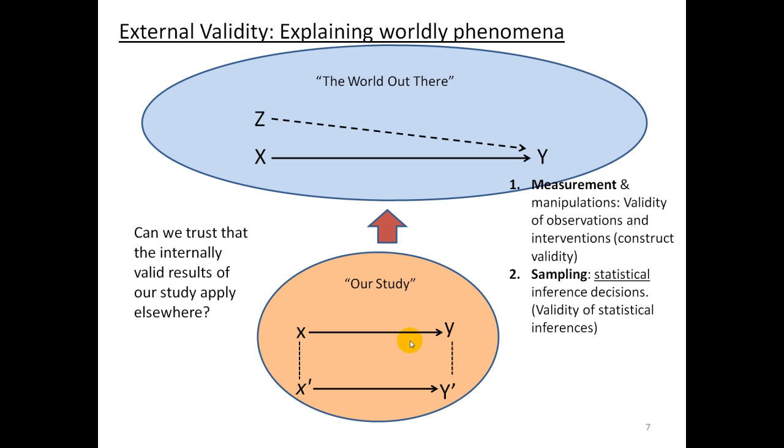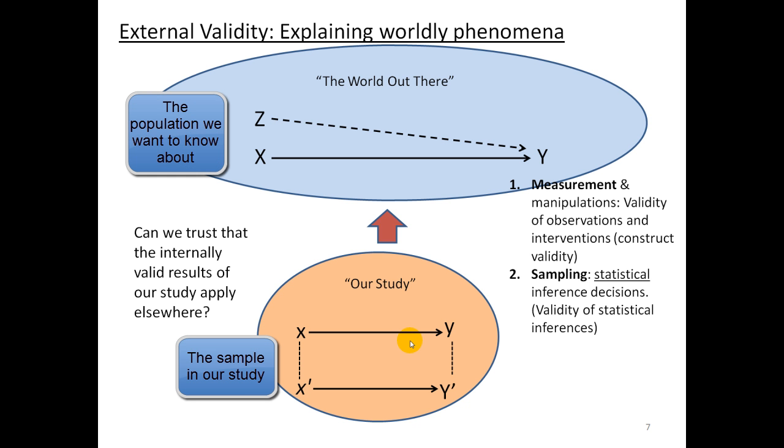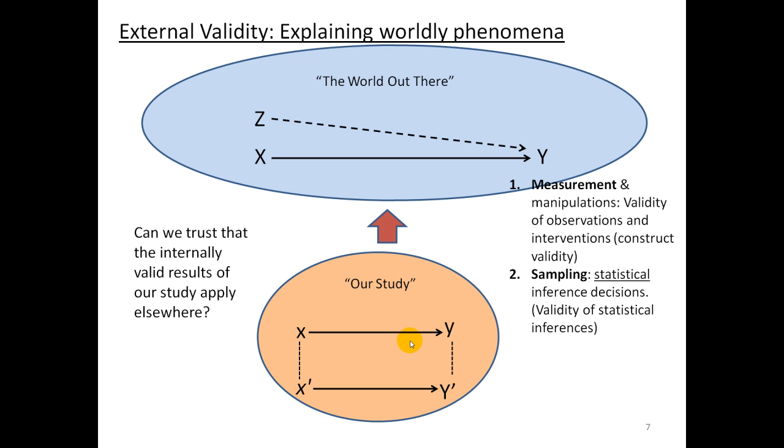The second set of processes in research design that we need to think about is the issue of sampling. Have we sampled well? How well does the sample of participants in our study match those of the population to which we wish to draw a conclusion? In other words, can we generalize the results from our study to the broader population in which the phenomenon occurs?